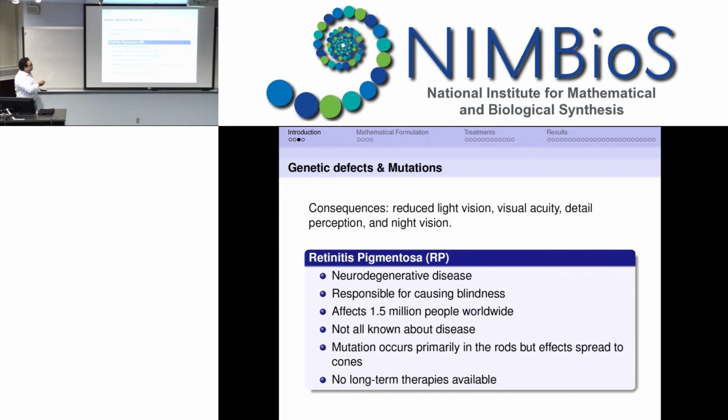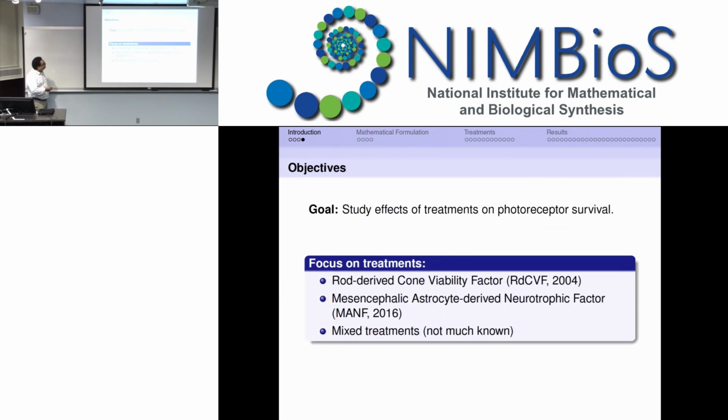Because of the role of the photoreceptors in dying, retinitis pigmentosa is referred to as a neurodegenerative disease. It's responsible for causing blindness. It affects 1.5 million people worldwide. Not much is known about the disease, and like I pointed out, this mutation occurs primarily in the rods. And there are no long-term therapies available. So what we want to do is study the effects of treatments on photoreceptor survival.